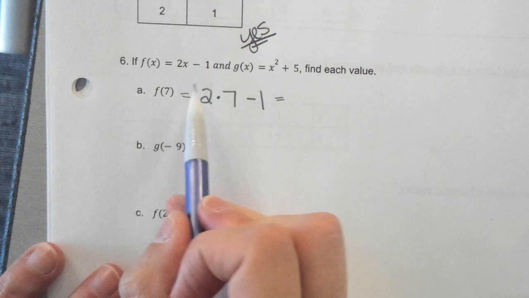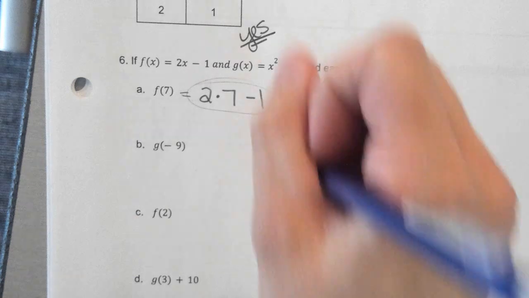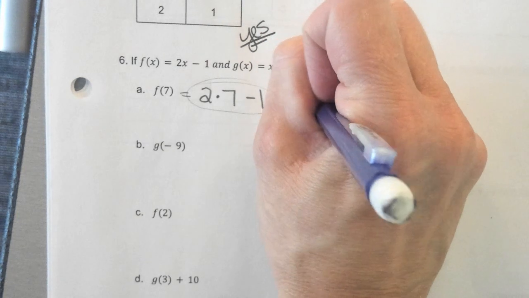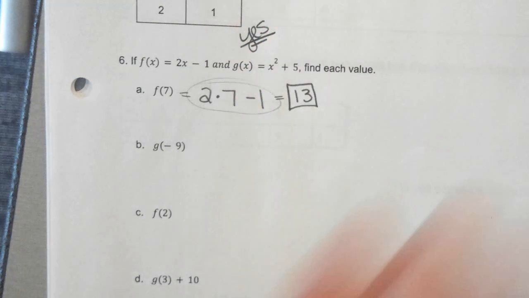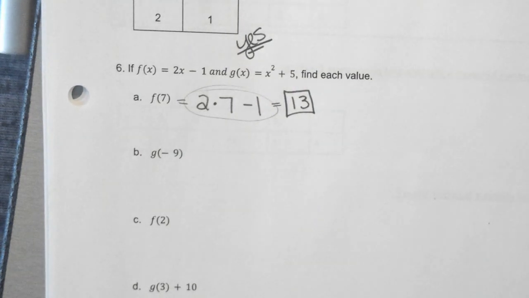It's just a one-sided thing. It's just like that expression. But we need to use order of operations. So I multiply first and I get 14, and then after I get 14, I subtract 1 and I get 13. Okay. You can use a calculator for these two.